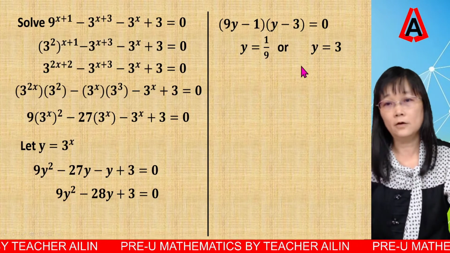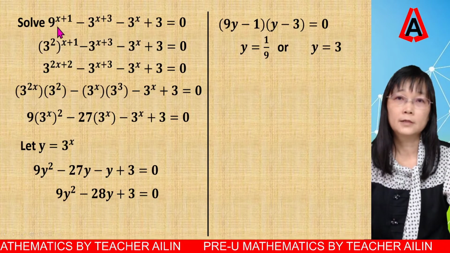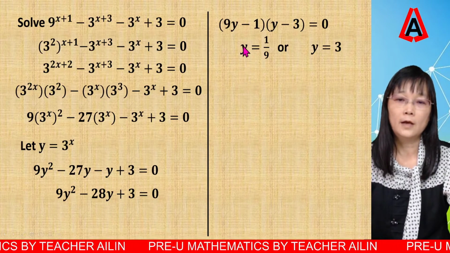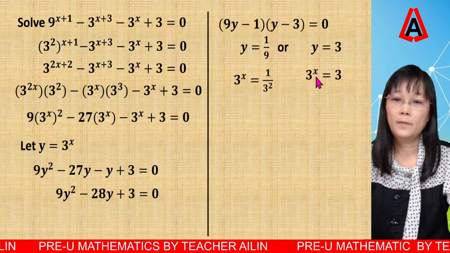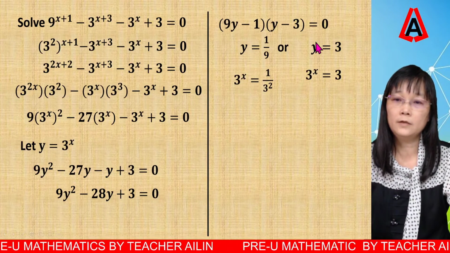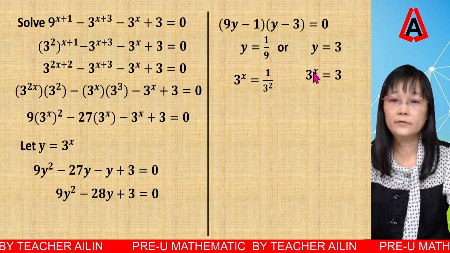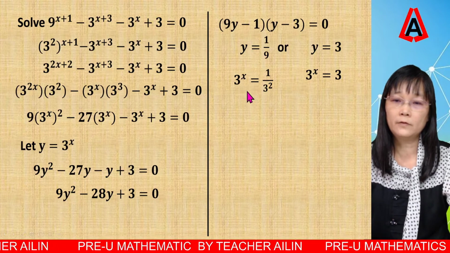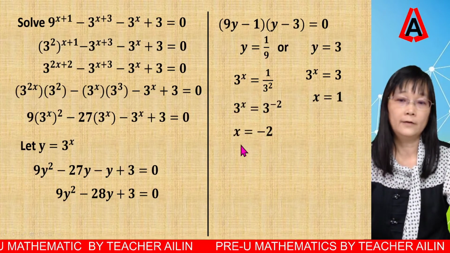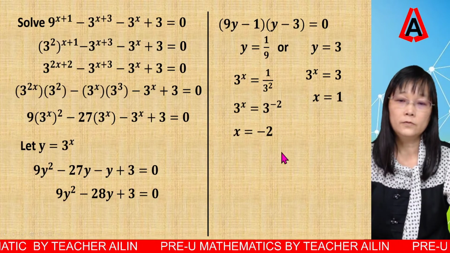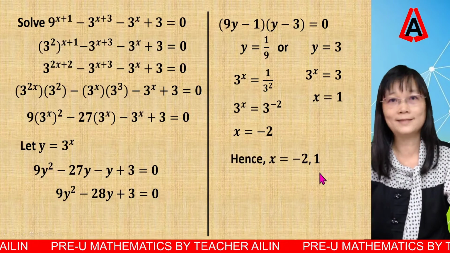But this is not your final answer, because your final answer should be in terms of x. So now I'm going to replace y with 3 power x. Each of the y's is replaced back with 3 power x. Now after replacing y with 3 power x, it is very easy to find the value of x. So now the value of x is negative 2 and 1.